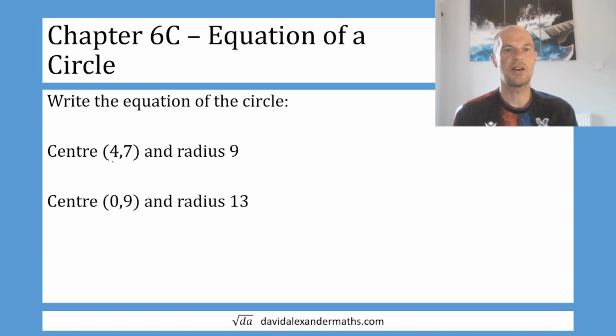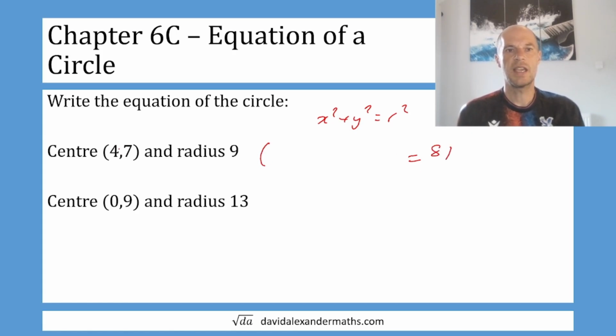Okay, looking at it from the other way round, write the equation of the circle. It's got a centre of 4, 7 and radius 9, so we know the equation of a circle is x squared plus y squared equals the radius squared. So therefore, the equation will equal 9 squared, in other words, 81. You can write 9 squared if you want. Now, the x coordinate is positive, so therefore it's going to be x minus 4 squared plus, in brackets, the y coordinate is also positive, so that is going to be y minus 7 squared.